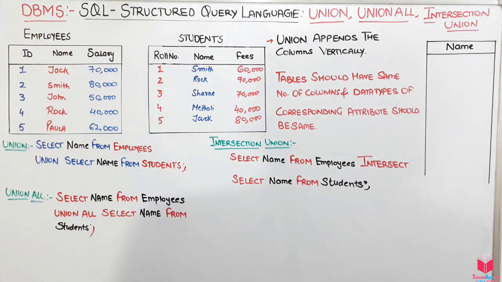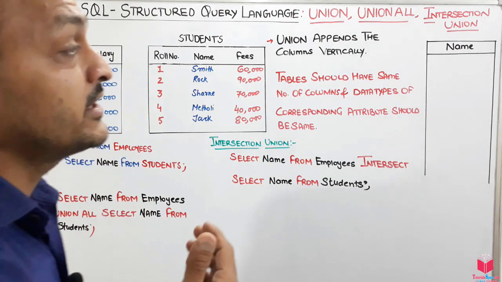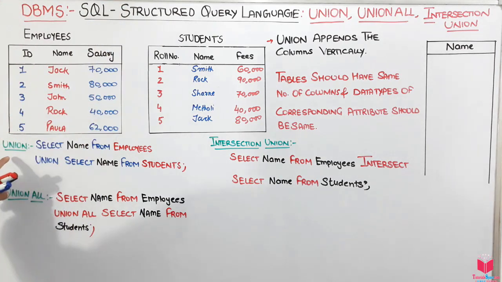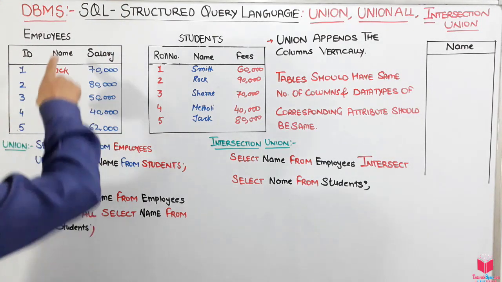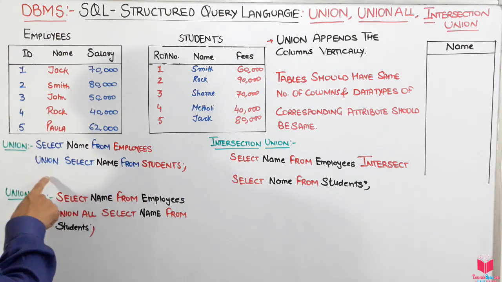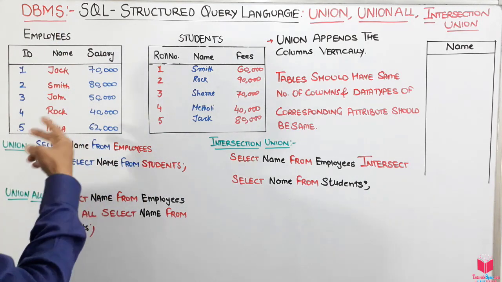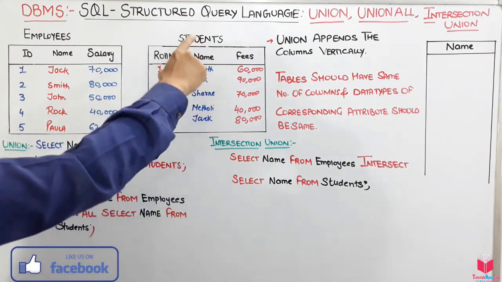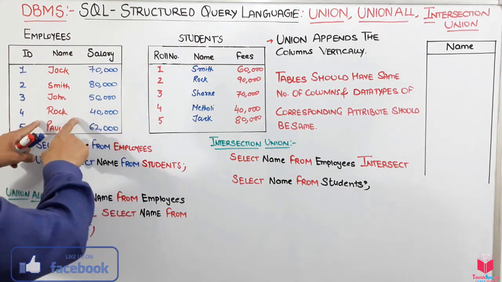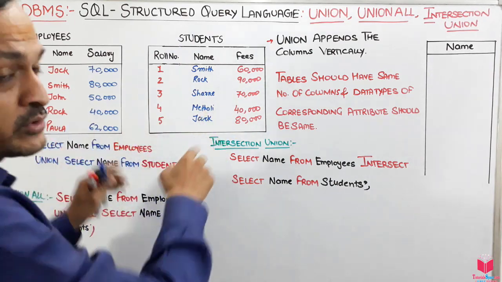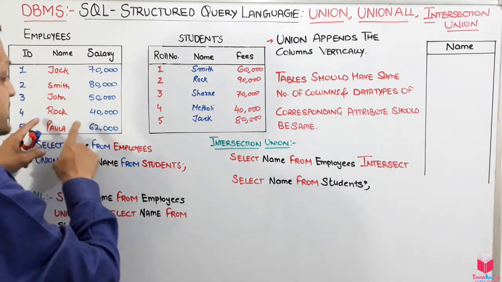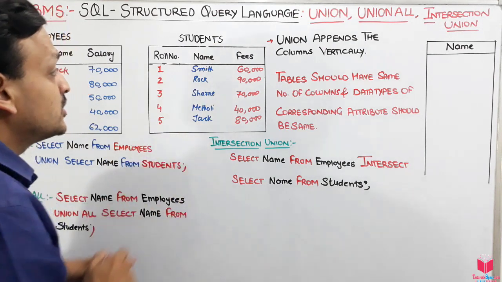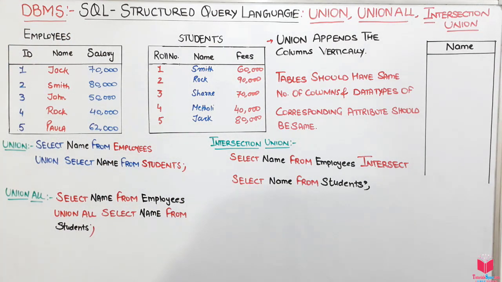So let's see what exactly UNION ALL and INTERSECT are. Here is a union: select name from employees. We select the name attribute from employees, union, making the union between the two tables, by selecting the name from student. Here we are doing the union of two tables on the basis of these columns. So the name column will be matched here.